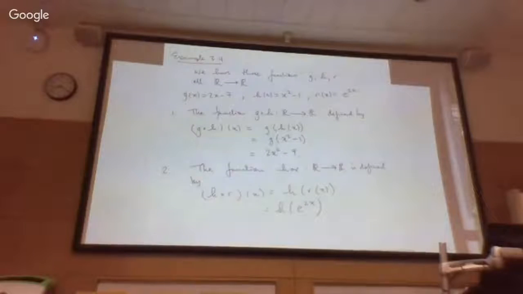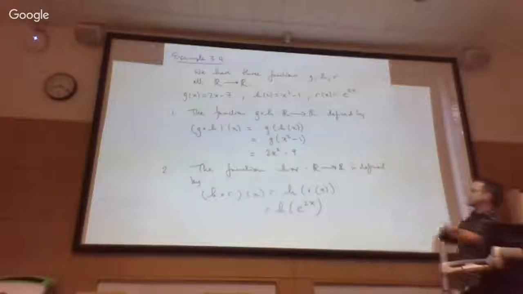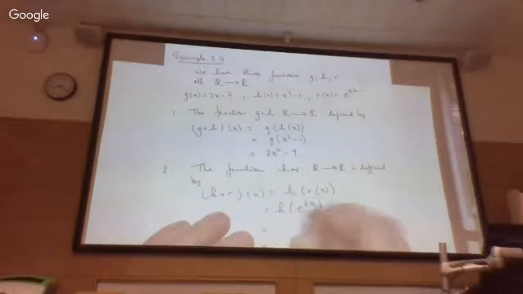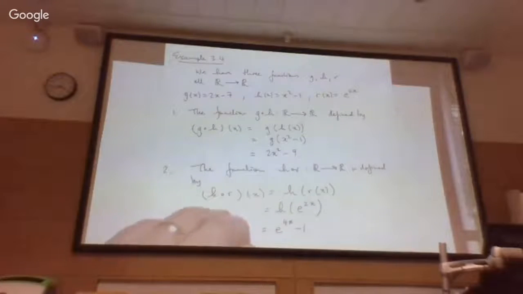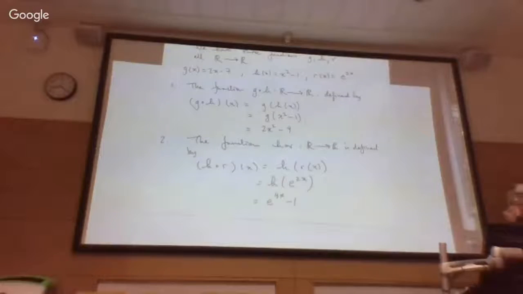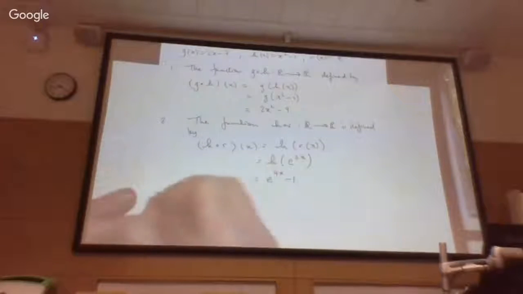We then have to apply h to that. What does h do to an argument? You give h an argument x, and it squares it and subtracts 1. So we have to square that and subtract 1. Squaring e to the 2x will give us e to the 4x, and subtract 1. So, I mean, you get the idea with these exercises. They're just getting you familiar with the concept and how to combine functions in different ways.